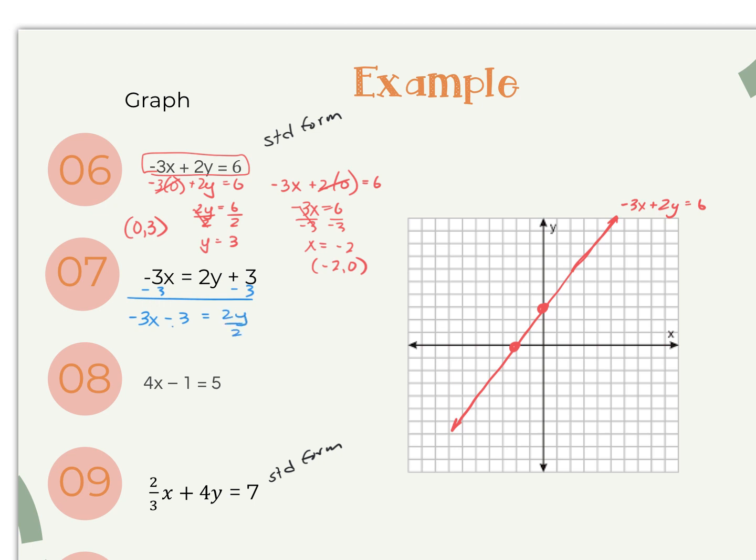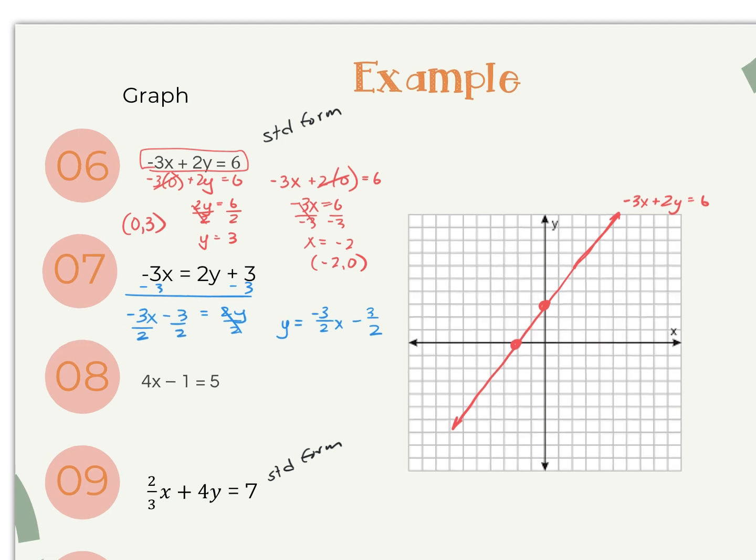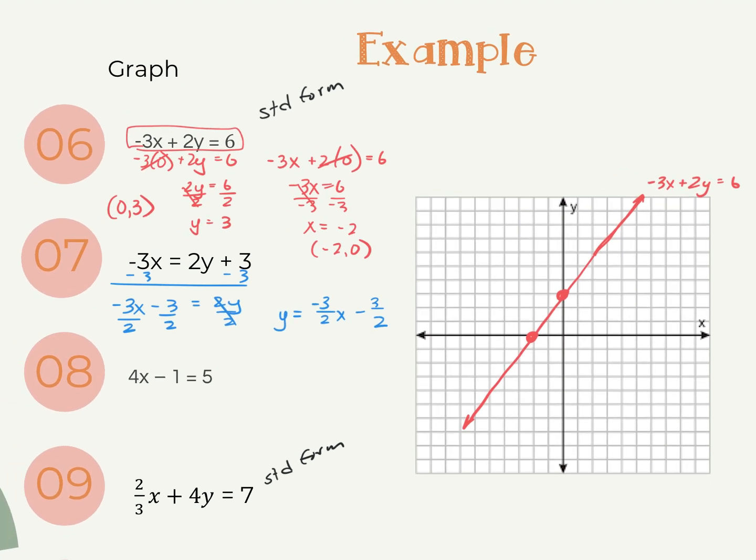And then I'm going to divide everything by 2. And so I'm going to switch the order just because I like the y on the left. But it's going to be y equals negative 3/2 x minus 3/2. And so I know that my intercept is minus 3/2, which is here. And I know my slope is minus 3 over 2.